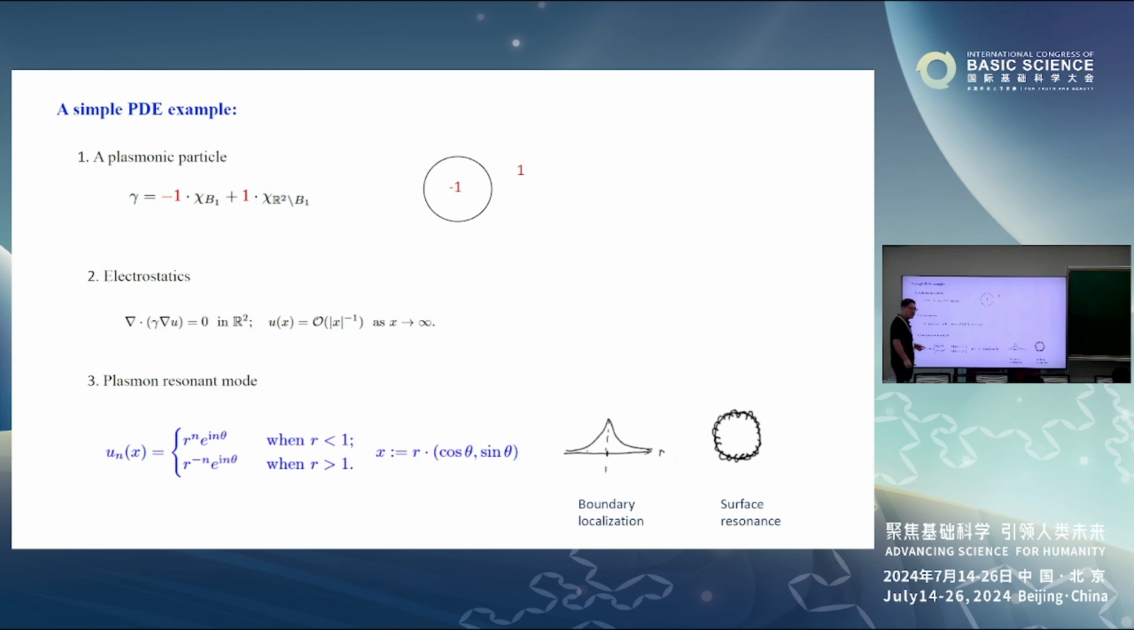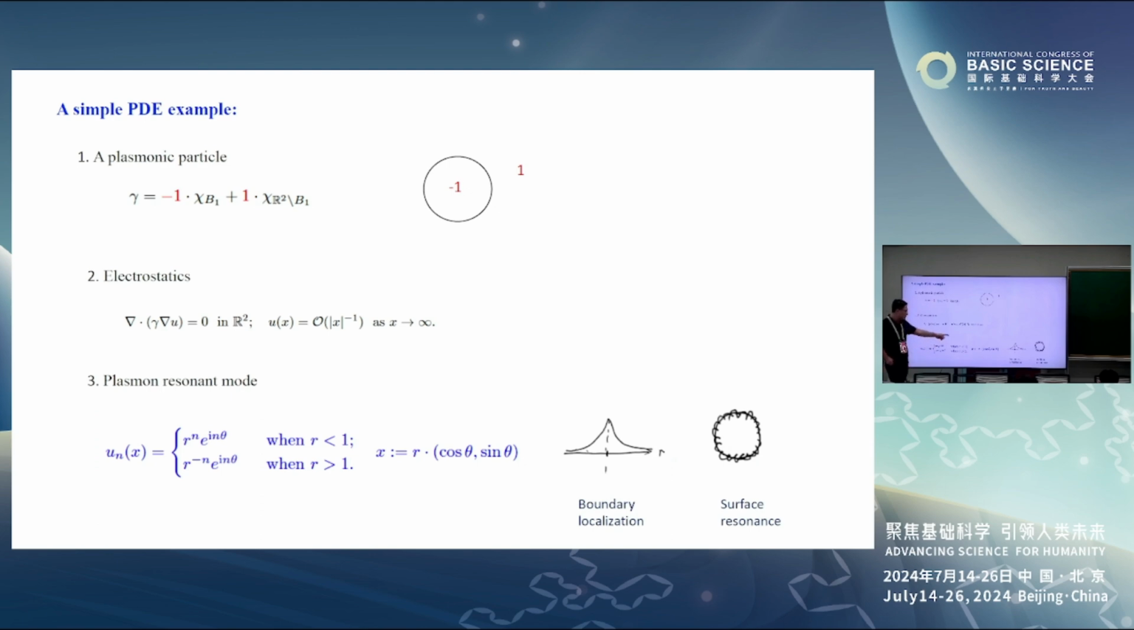So actually, you can find explicitly that when r is inside this ball, the solution is r^n times e^{inθ}, and outside it is r^{-n} e^{inθ}. You can verify that this is actually the solution to this problem. Now, if you consider this form of the solution, it actually has two salient features.